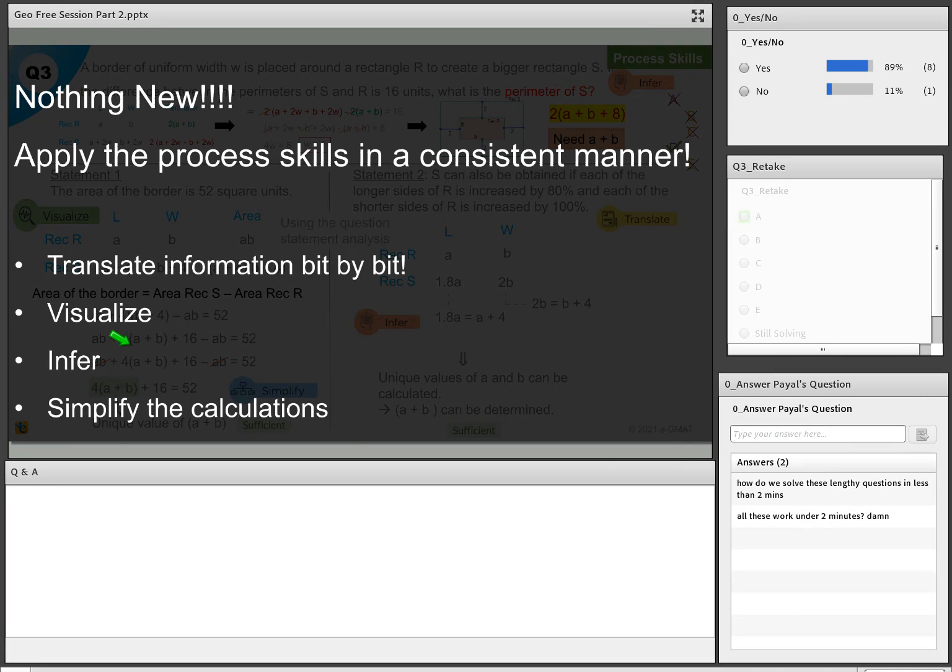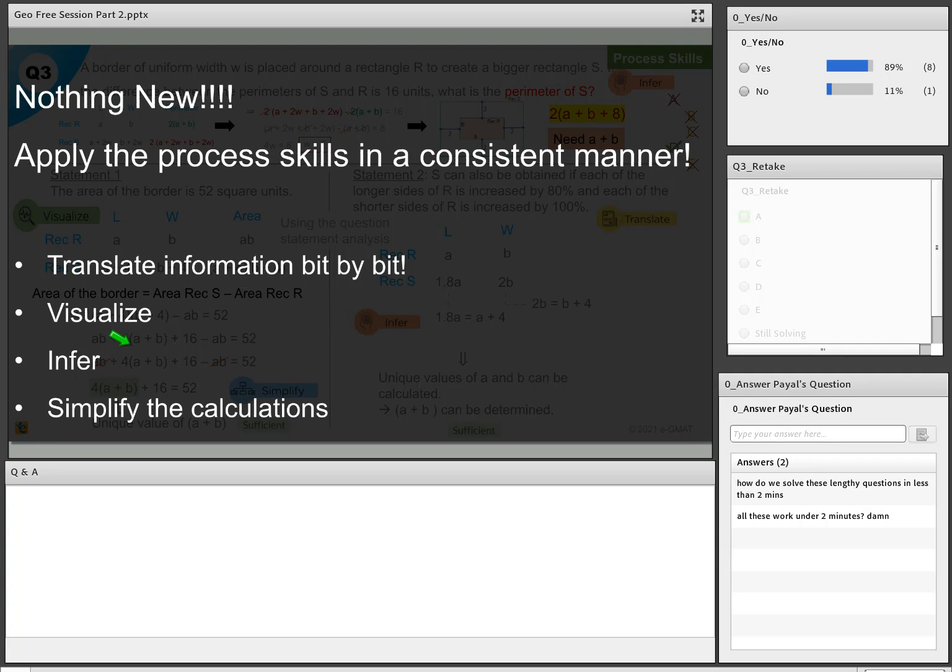If you think about it, in this question, there's nothing new that you did not know about. You solve the easier process solving question. You translate information bit by bit, you visualize, you infer, you simplify the calculations. The thing that all of you need to make sure is that you build these skill sets. Each of these skill sets needs to be built, and you need to have a partner with you. Quant 2.0 Expert AI is that partner that helps you build those process skills so that you can solve these questions confidently and efficiently.